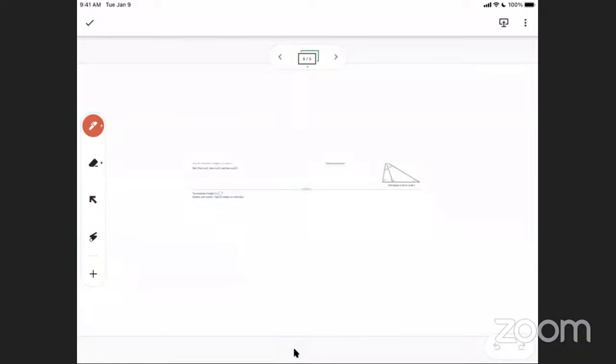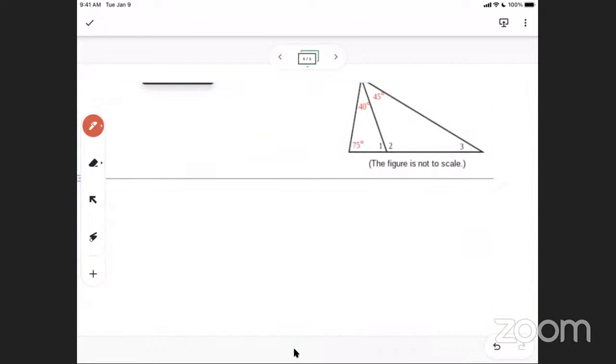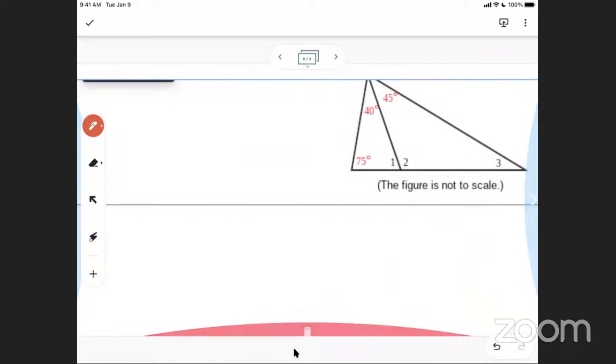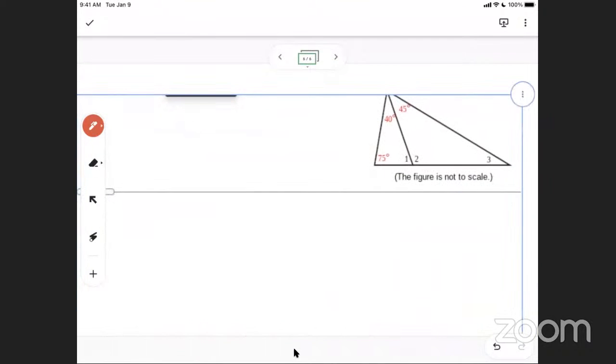Good? All right, let's see this last one. So they probably want you to find angles 1, 2, and 3. Okay. So again, let's think it through. What's the easiest one to find? 1, 2, or 3? I say 3, because it has a 45 near it. 3 is not the hardest one to find, but it's not the easiest one in my opinion.